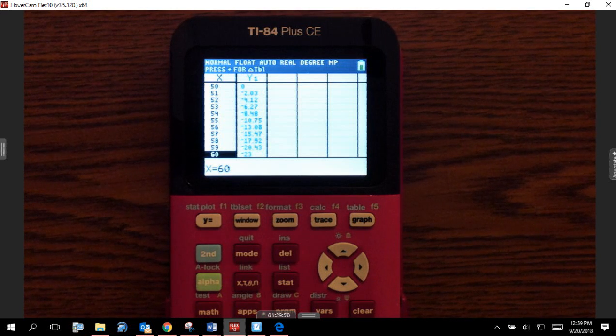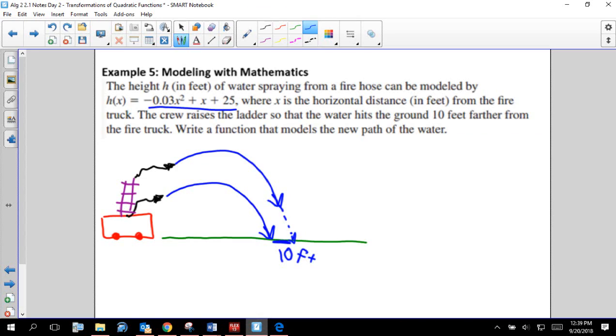So what I did was x was 50 when it was hitting the ground. I'll put it on my picture. This was x was 50. And we need to add 10 feet on so that x will now be 60. That's what we need to happen. So what I'm trying to find in the original equation is where x is 60, what is y? And what'd you guys get? 60 comma what? Negative 23.